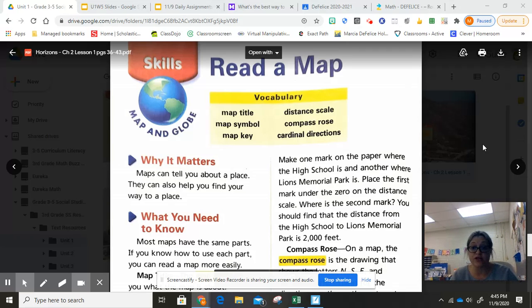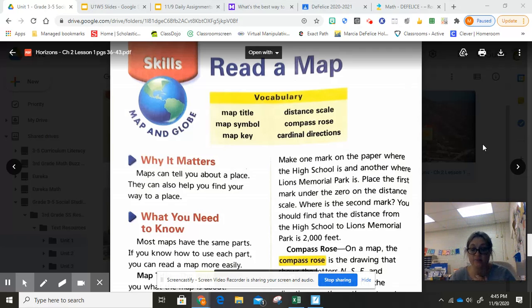So the first word that you're going to need to know when you're reading a map is a map title. A map title tells you what the map is about. For you to understand the map, that's the very first thing you've got to look for. What is the map of? Once you read the title, you're going to look for map symbols. And what are map symbols? They're pictures used on a map to show where things and places are located.